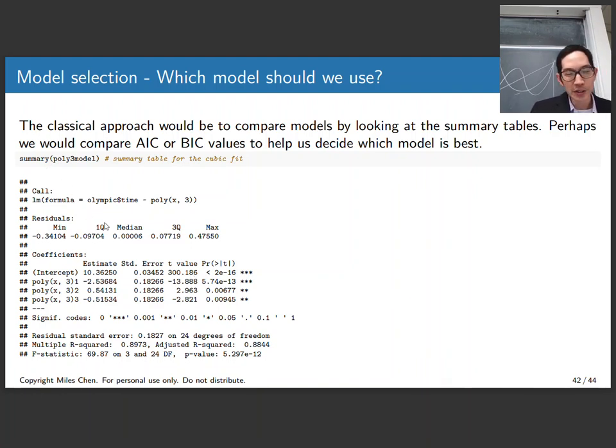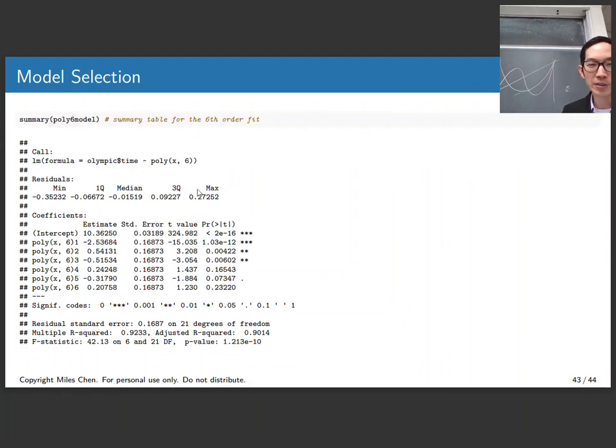So here, if I say this is the model for the third order polynomial relationship, we look at these and say it looks like the linear, the quadratic, and the cubic terms are all significant. All of these have p-values less than 1%, so we'd probably keep at least 3 terms. If I go to the 6th order polynomial, we'd say the 3rd order term is significant, but the 4th, 5th, and 6th order terms don't look significant. This was our traditional approach.